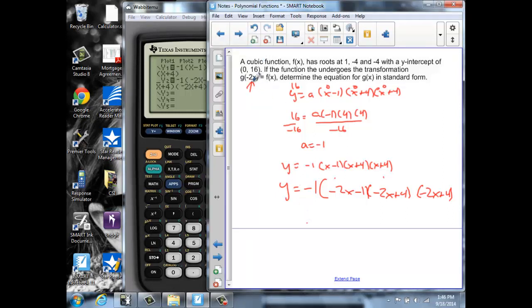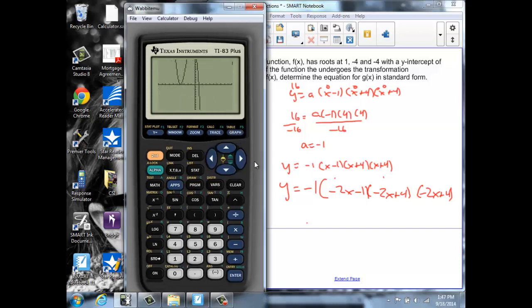Before I press graph, I just want to talk about what this meant again. The negative on the inside meant that it should flip this way, and the 2 means that everything should get squished in. So let's see if this makes sense. Oh, it did it. So take any given point, like this point right here. This point got flipped over to here and then got squished in. Can you see how the whole flip and squish concept comes together?